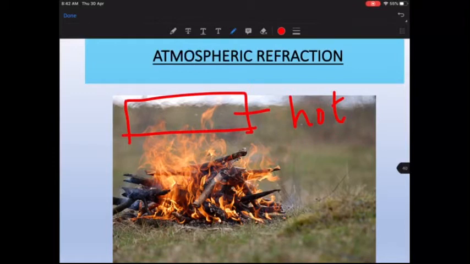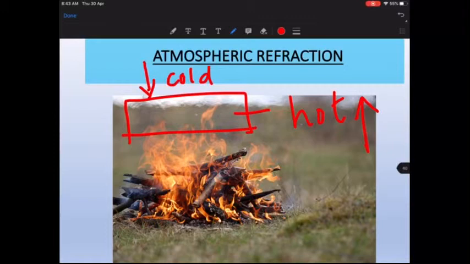So when the air is warm, when the air is hot, it is going to rise up because it is light now. And the air which is even above this is actually cold air. So anything which is cold is going to come down. So what is happening? The hot air is moving up and the cold air is coming down.